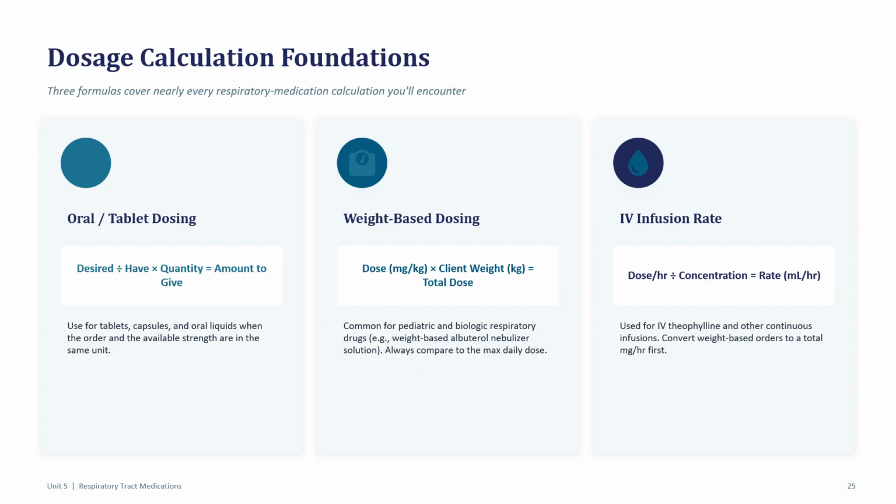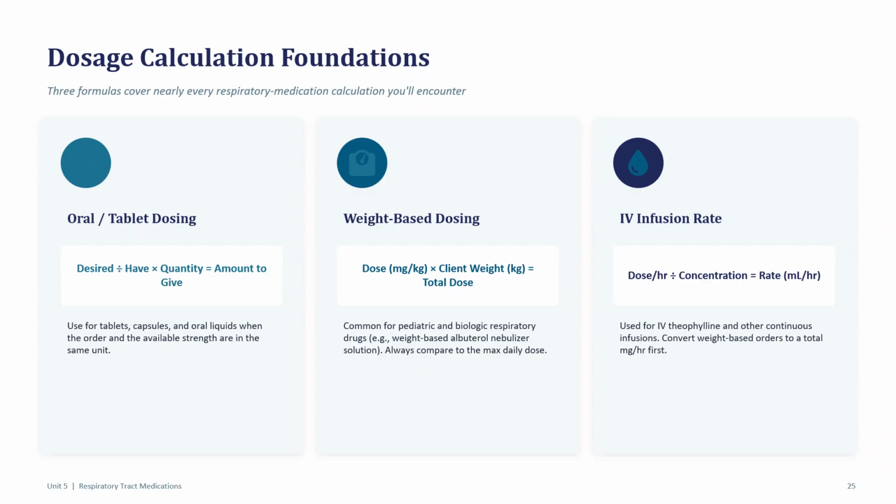Weight-based dosing shows up a lot in this unit, specifically with pediatric respiratory patients. So you think of nebulized albuterol for a child. Those are dosed by their weight, not just a flat adult dose. So the habit you want to build is always compare your calculated dose against a stated maximum.